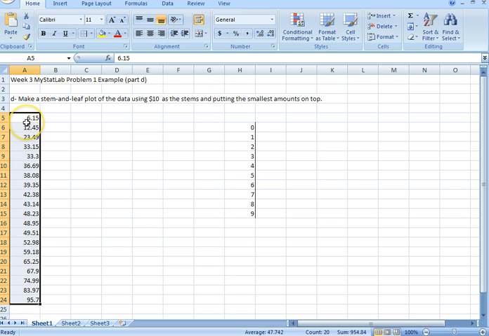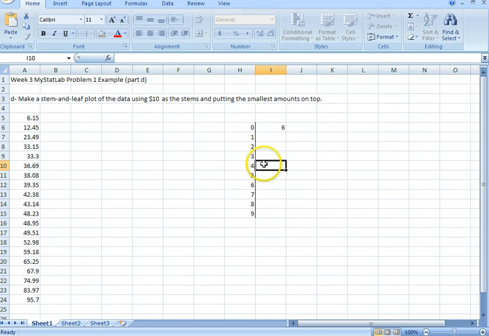So the first number is $6.15, so we don't even have anything in the tens place, so that would be 0. So we can go ahead and put our 6 there. Okay, and I'm also going to highlight our blocks here and put the alignment to the left. So there we have it. So that's the only one that's going to go in where we have our 0. Next are the ones, and we only have one of those. So next to the 1, we will put our 2 for the 12.